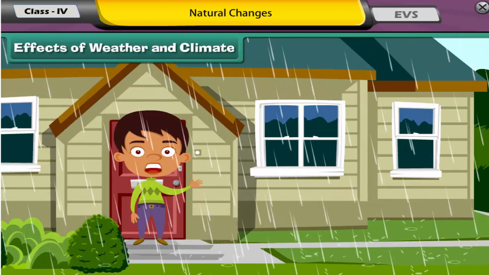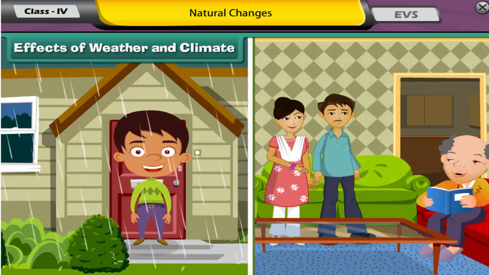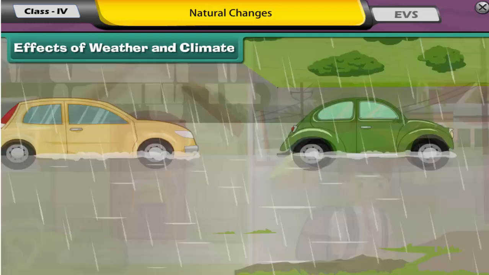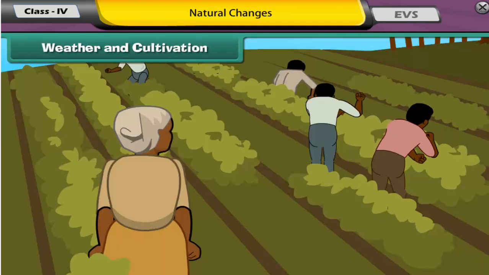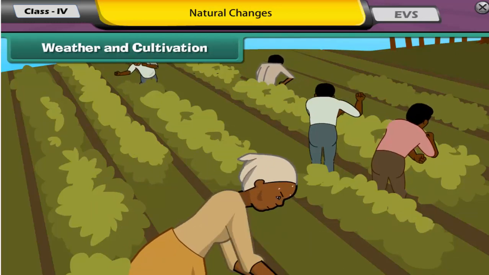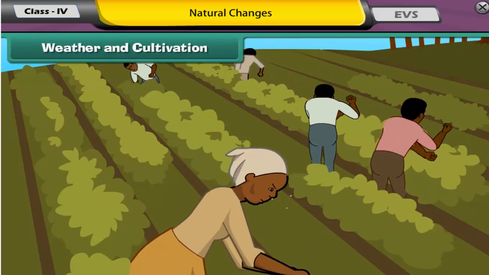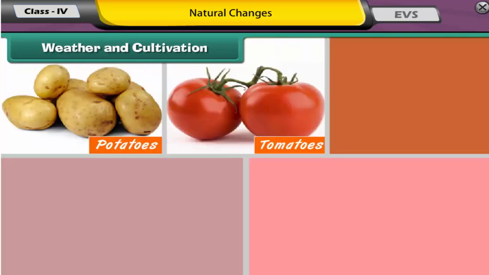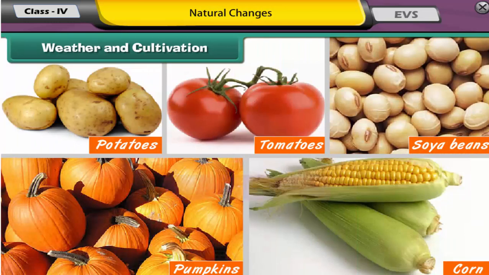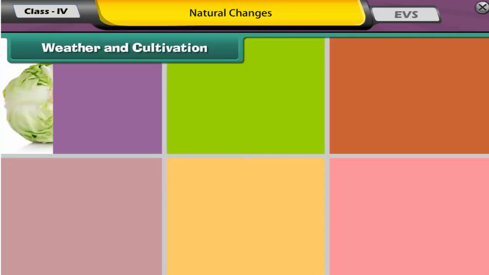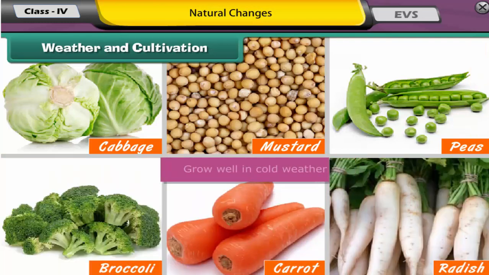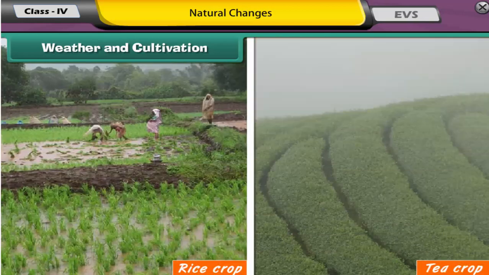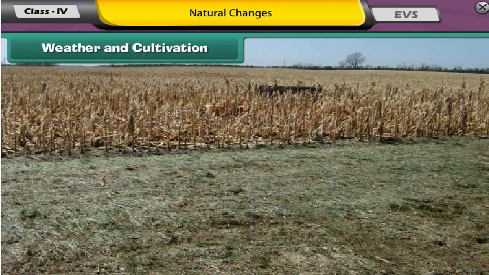During rainy days, we avoid rains by staying indoors, using umbrellas and raincoats. Excessive rainfall causes floods. Weather and cultivation. Weather affects cultivation. Some crops like potatoes, tomatoes, soybeans, pumpkins, corn grow well in warm weather. Cabbage, mustard, peas, broccoli, carrot, radish grow well in cold weather conditions. Rainfall is good for rice and tea crops, but too little or too much rain can destroy crops.